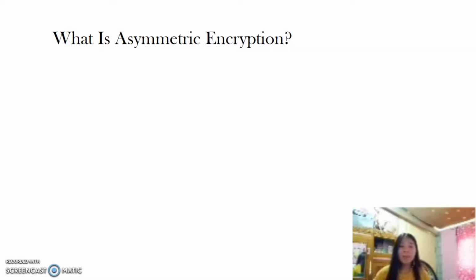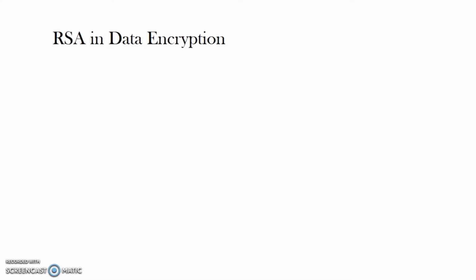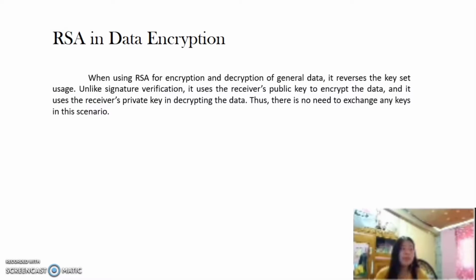What is asymmetric encryption? Asymmetric encryption is a process that uses a pair of related keys, one public key and one private key, to encrypt and decrypt a message and protect it from unauthorized access or use. In asymmetric encryption, both the keys must belong to the receiver. When using RSA for encryption and decryption of general data, it reverses the key set usage. Unlike signature verification, it uses the receiver's public key to encrypt the data, and it uses the receiver's private key in decrypting the data. Thus, there is no need to exchange any keys in this scenario.